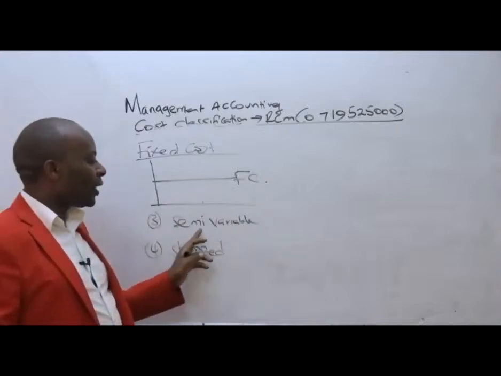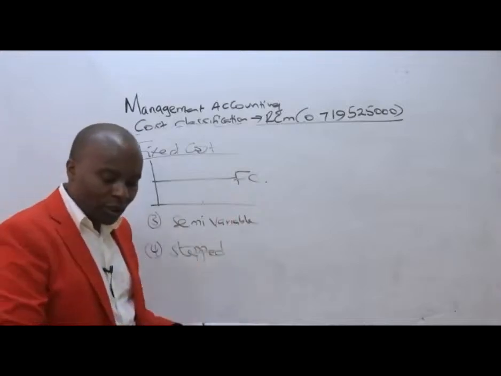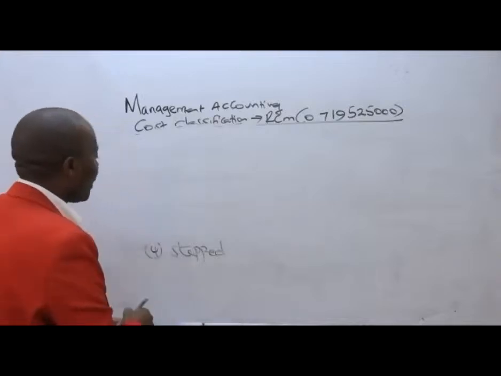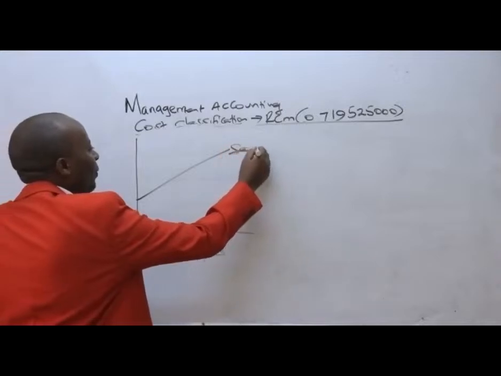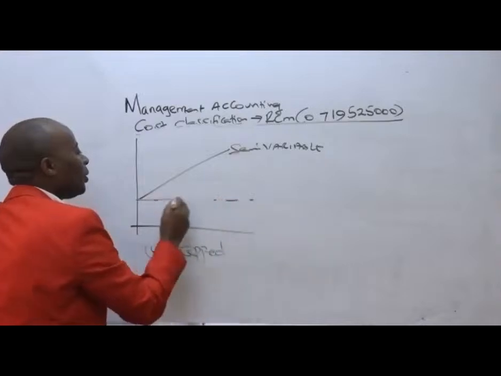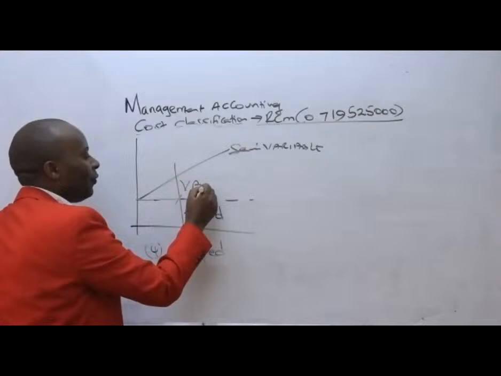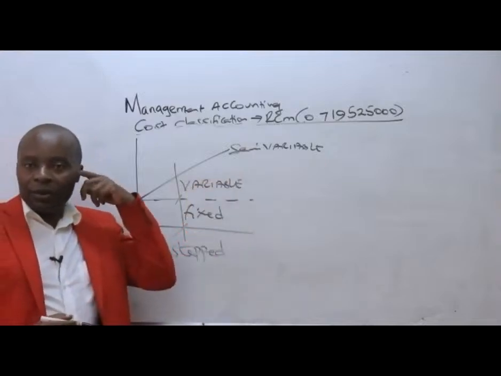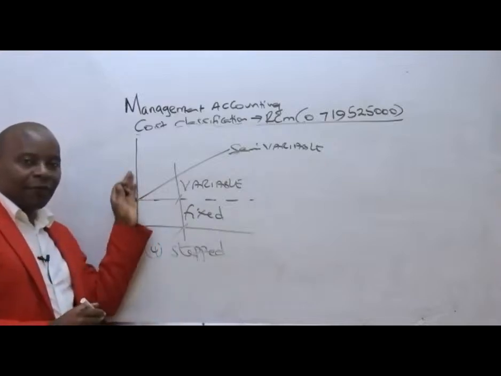Now from there we have the semi-variable cost. Semi-variable cost, as the name suggests, ladies and gentlemen, this is how it will behave. Semi-variable costs are those costs that are partly fixed and partly variable. So you can see it is not beginning from zero here. It's beginning from a point up there.